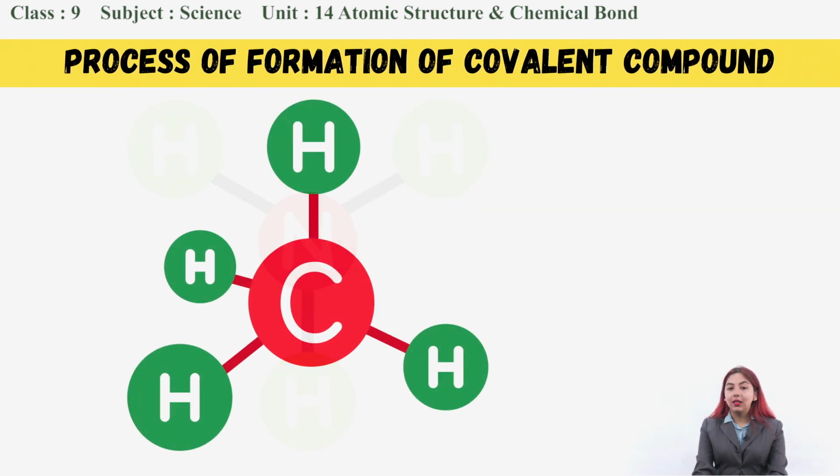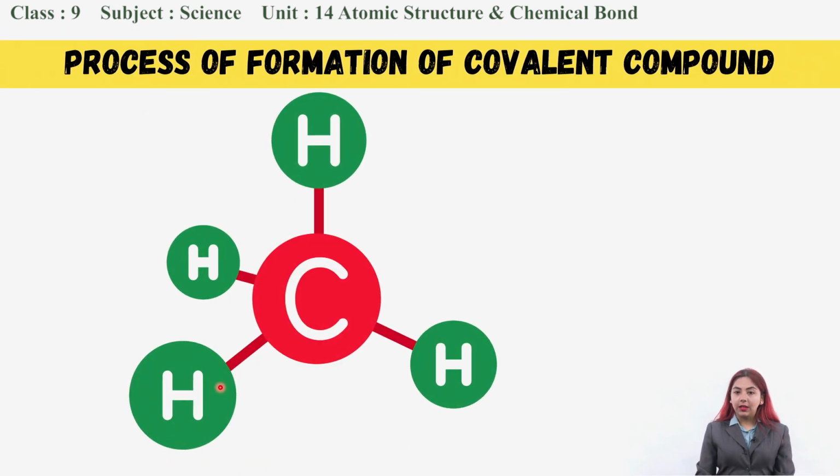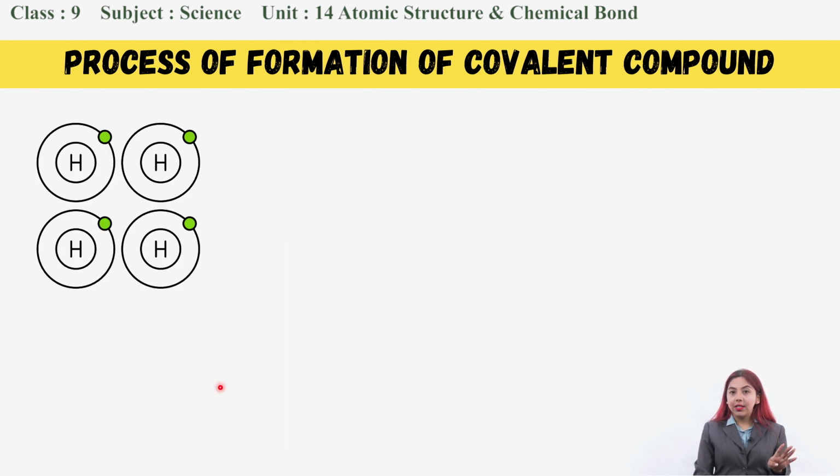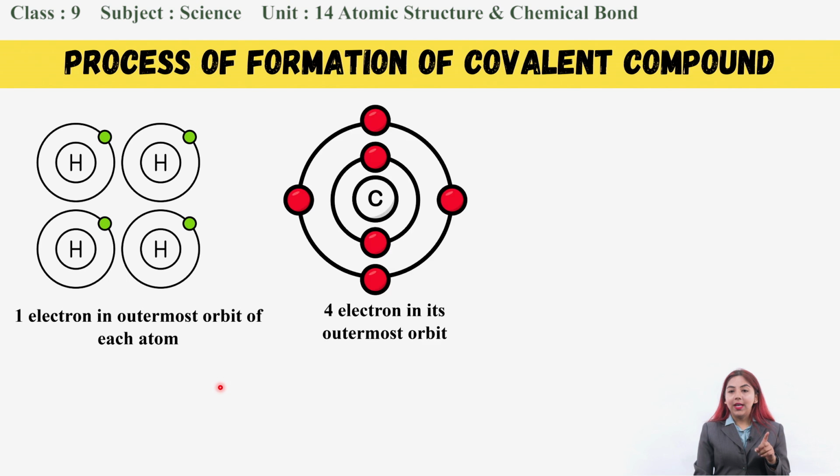Now let us take another example, that is methane. Methane has the molecular formula of CH4. So it has 4 atoms of hydrogen and 1 atom of carbon. Each hydrogen atom has only 1 electron in its outermost orbit, so it needs an additional 1 electron to reach the duplet state. Whereas carbon has 4 electrons in its outermost orbit, so it needs an additional 4 electrons to reach the stable octet state.